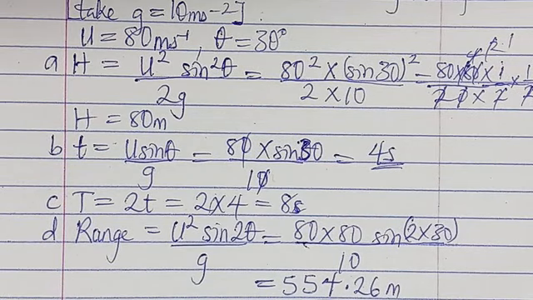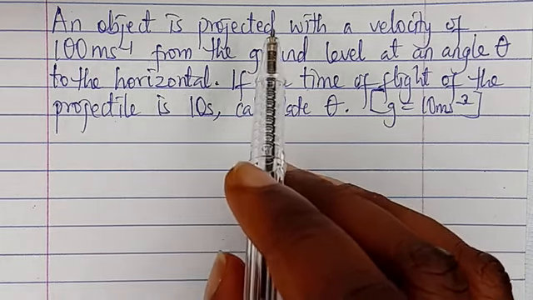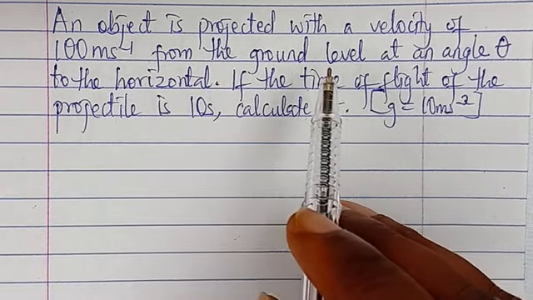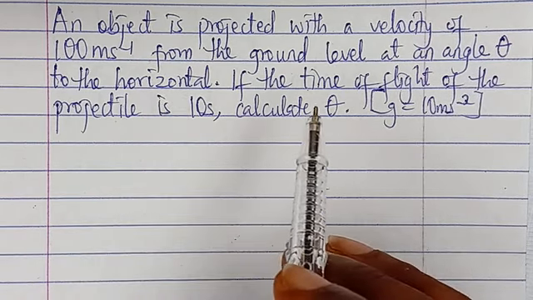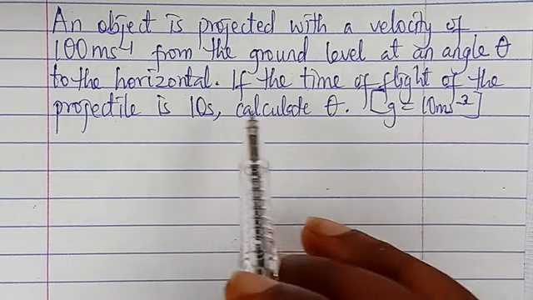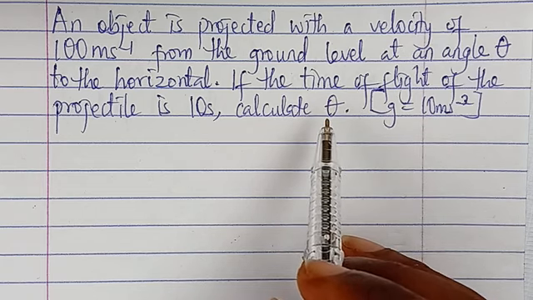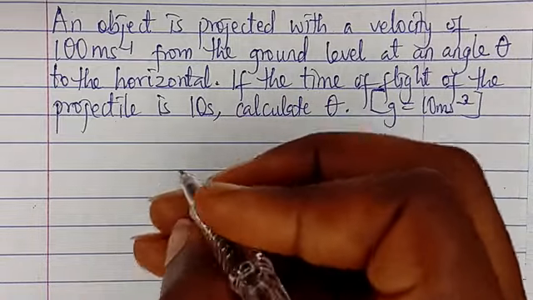We go to further examples. In this example, we have that an object is projected with a velocity of 100 meters per second from the ground level at an angle theta to the horizontal. If the time of flight of the projectile is 10 seconds, calculate that angle theta. And of course, we are given that acceleration due to gravity is 10 meters per second squared.